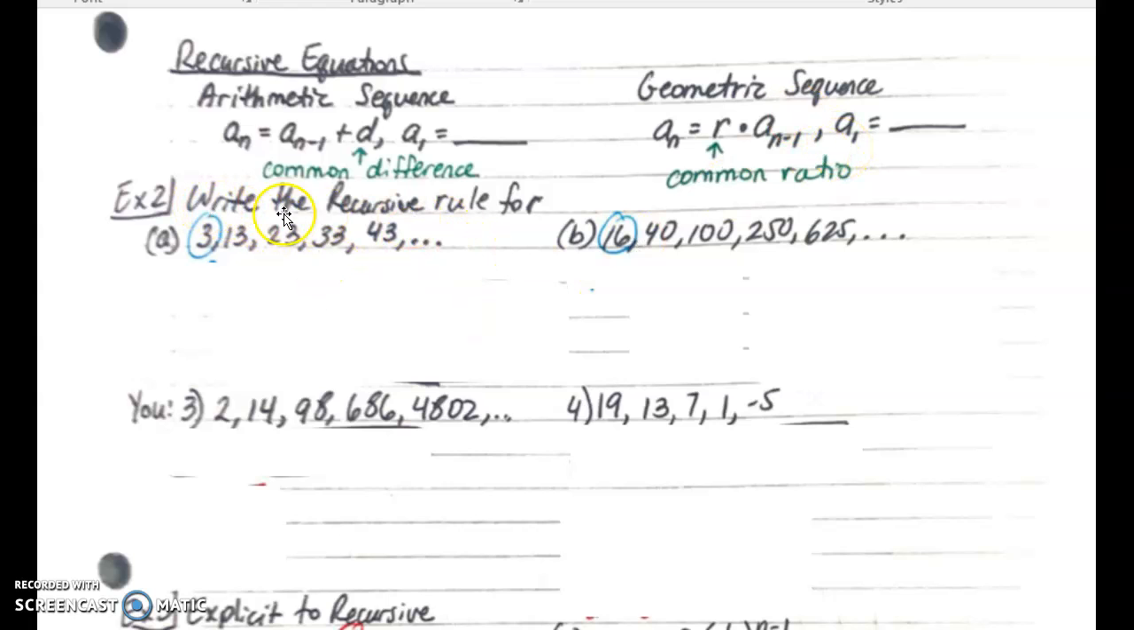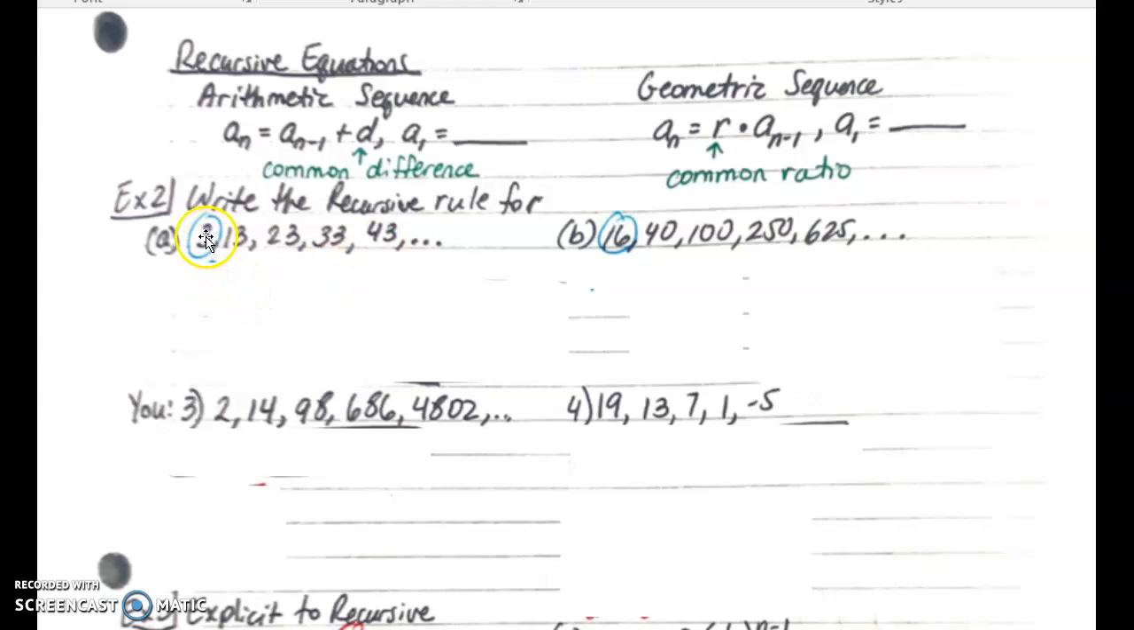So when we take a look here, we want to write our recursive rule. Over here, we have 3, 13, 23, 33, 43. If we take a look at the pattern, you want to notice if it's adding or subtracting the same quantity, then you want to check to see if it's arithmetic. If it looks like it's growing or getting smaller at a very rapid rate, then you might want to check geometric. Either way, you could always check both. There's nothing wrong with that.